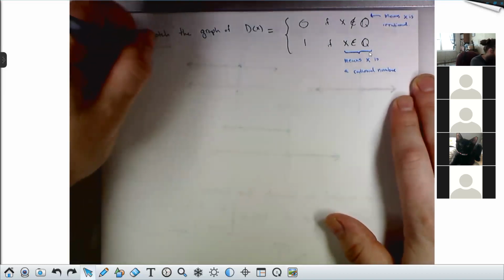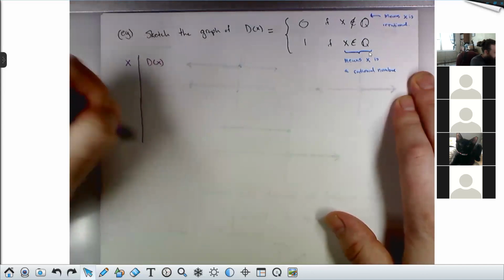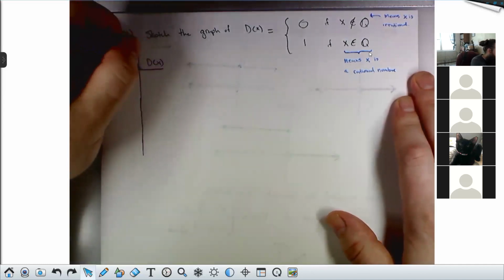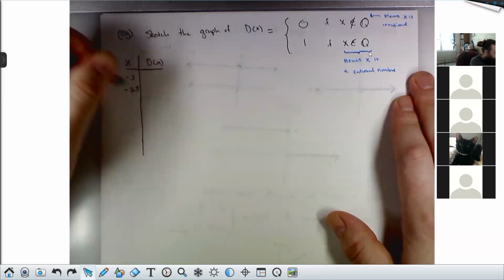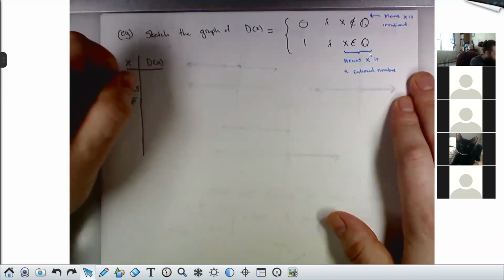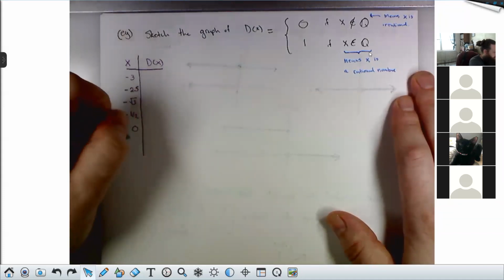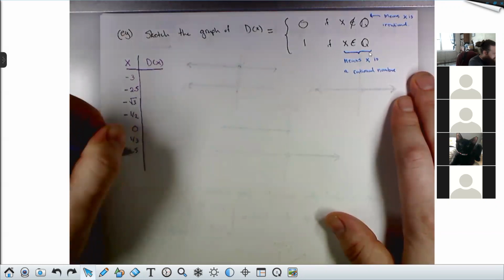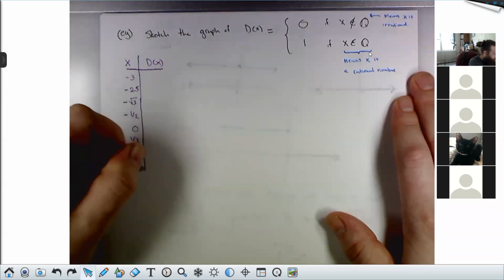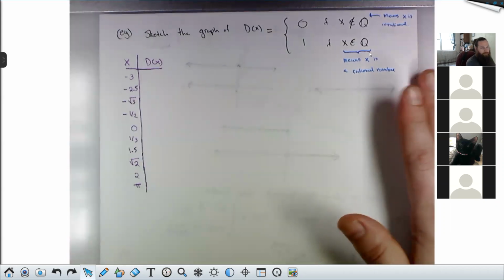Input, output. And let's put a bunch of values in here, like -3, -2.5, square root of 3, -1/2, 0, +1/3, +1.5, the square root of 2, 2 itself, and maybe pi. All right.